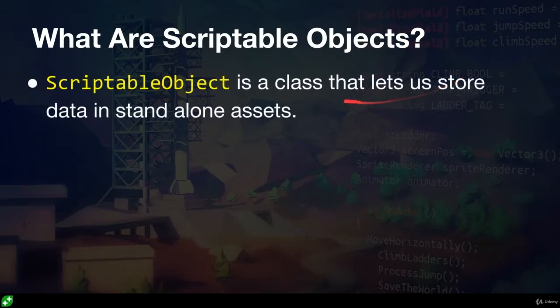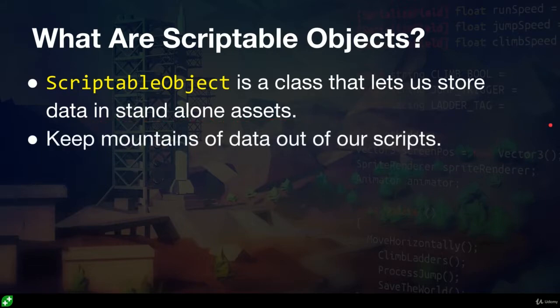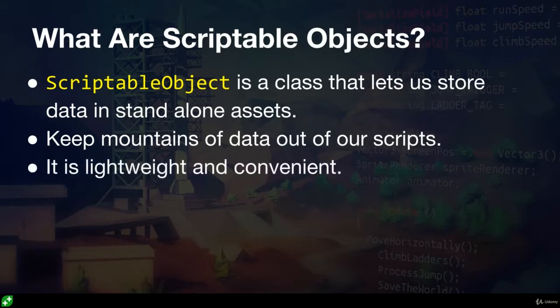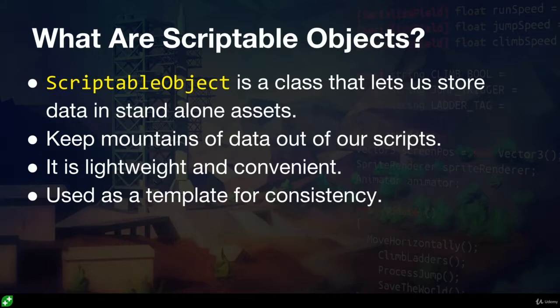What are scriptable objects? Well, a scriptable object is a class that lets us store data in standalone assets. It keeps mountains of data out of our scripts. That's useful in our case. We've got a lot of story. It's lightweight, it's convenient, and for us, we can use it as a template for consistency.